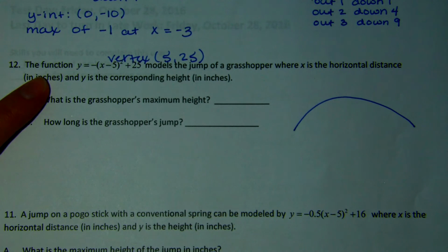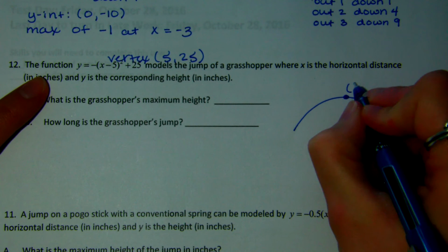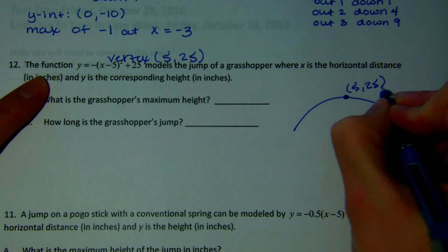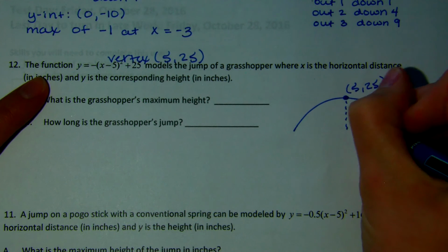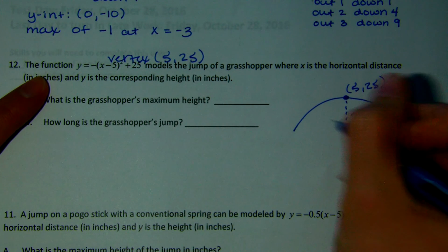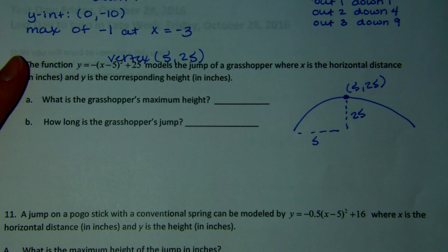That's our vertex right there. So it's right here in the middle. And if you look at this point, guys, 25 is our height and 5 is our length, which means that my parabola is not drawn to scale. Again, we're making it work.